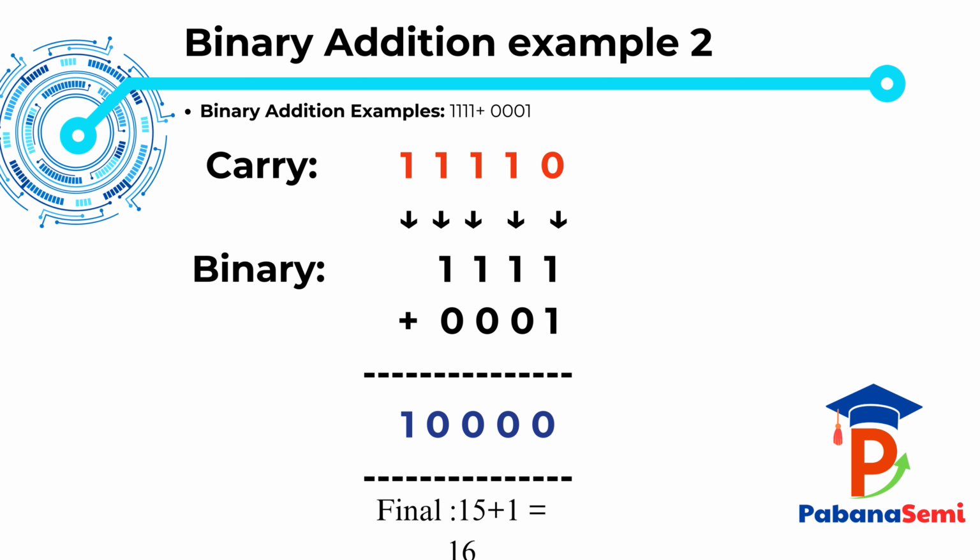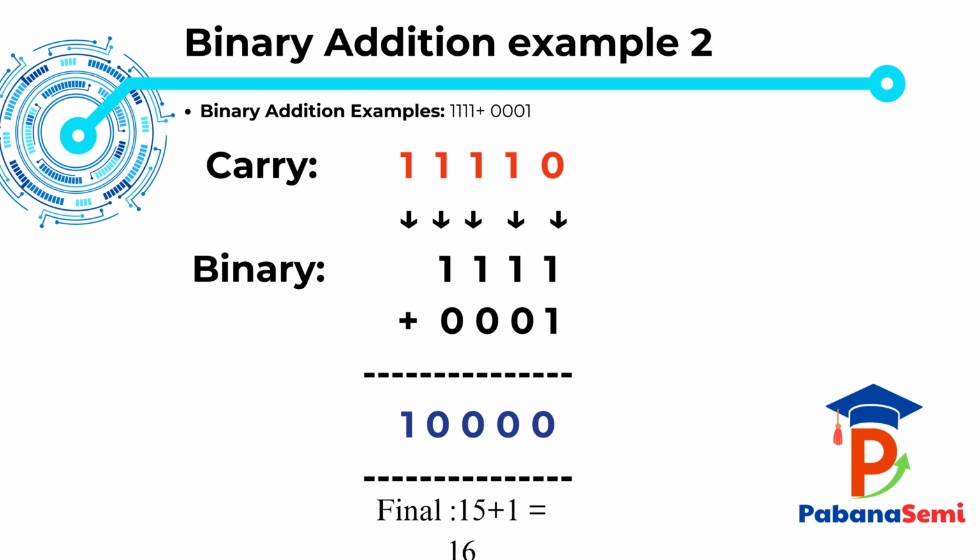That's 0, carry 1. Move to the next bit. 1 plus 1, carry, equals 10. That's 0, carry 1 again. Next bit, 1 plus 1, carry, equals 10. 0, carry 1. Next bit, 1 plus 1, carry, equals 10, 0, carry 1. Finally, bring down the carry 1 to the front. The result is 10000 in binary.